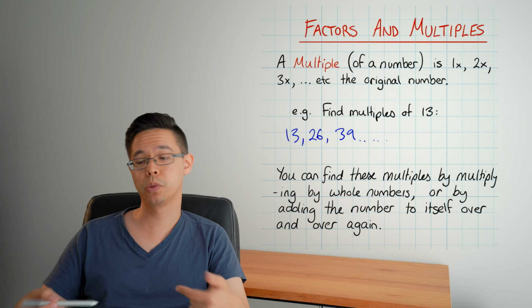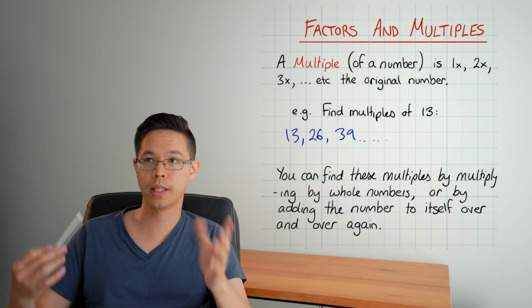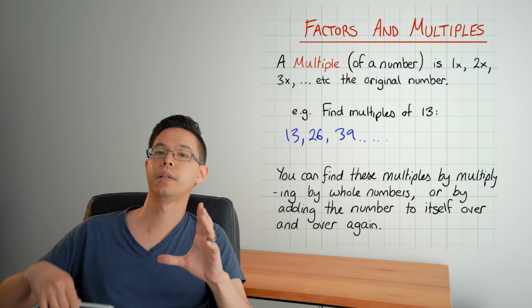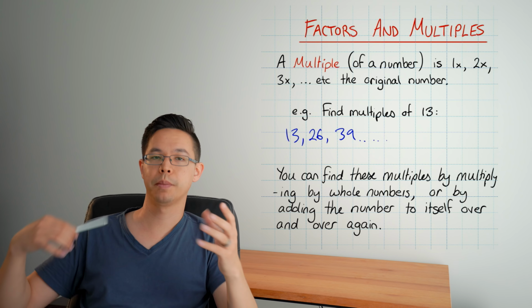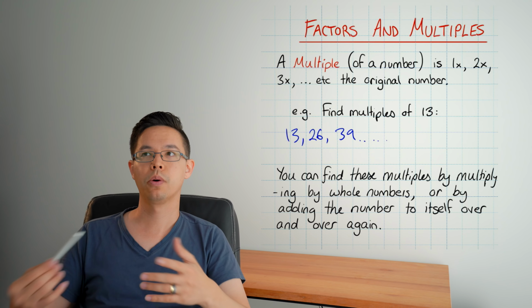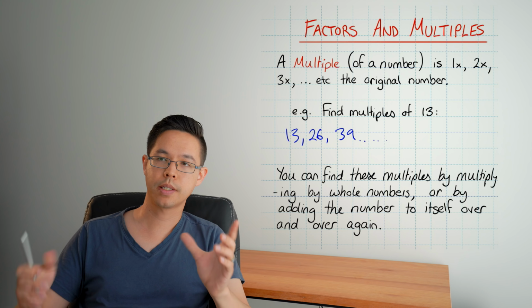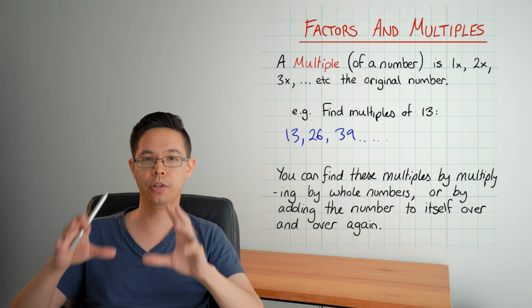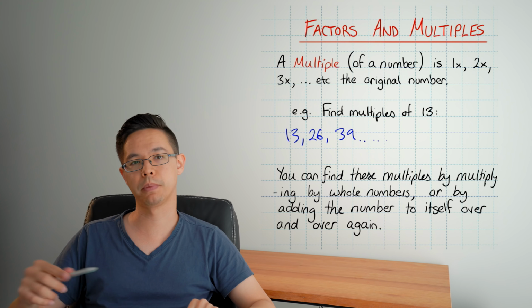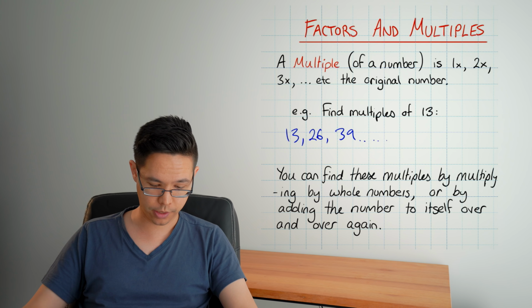How do you find multiples? Well, you can just use multiplication. Take the original number and multiply it by 1, multiply it by 2, multiply it by 3, and basically see what you get. Or you could take the original number and add it to itself over and over again and see what numbers come out. That's another way of doing it.